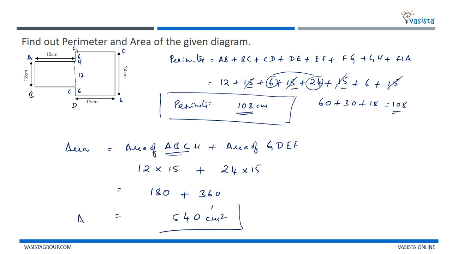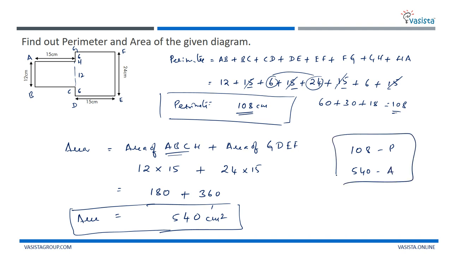This is the area of the diagram. The answer is 108 perimeter and 540 centimeter square is area. This is the answer.